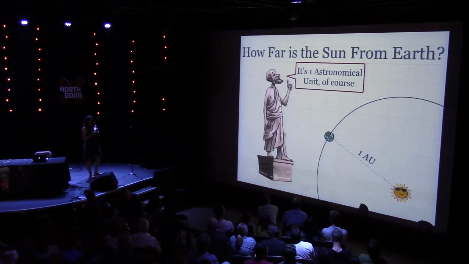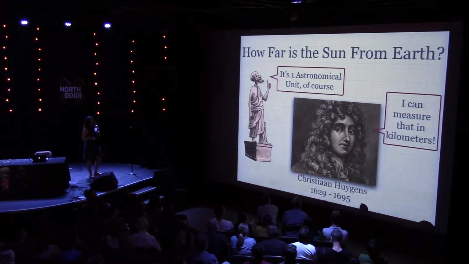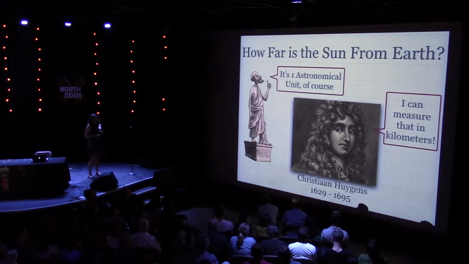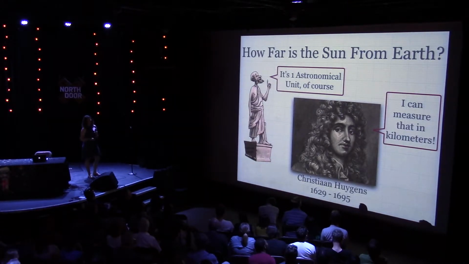We're done. But then this guy, despite having this really awesome hair, he was also pretty good at math. So Christian Huygens said, hey, I can actually measure that in kilometers. Which was really exciting because kilometers are a unit that we actually can measure on the Earth. It's not just something that we make up and call one astronomical unit.